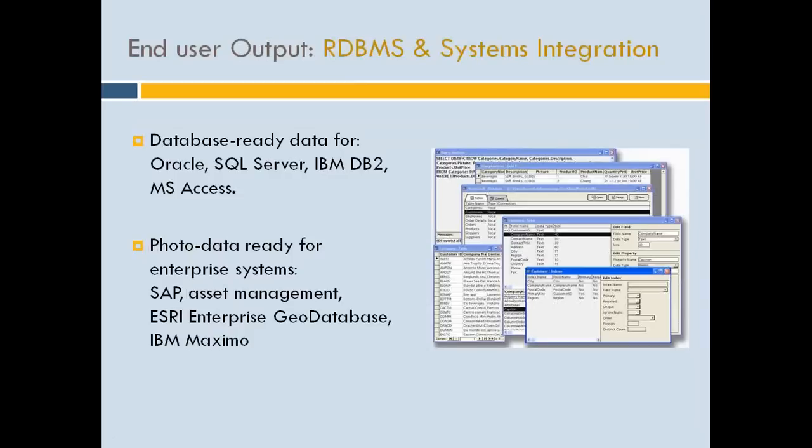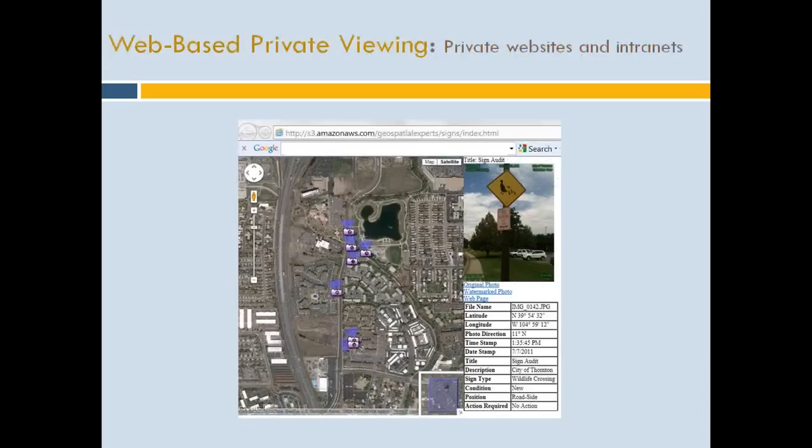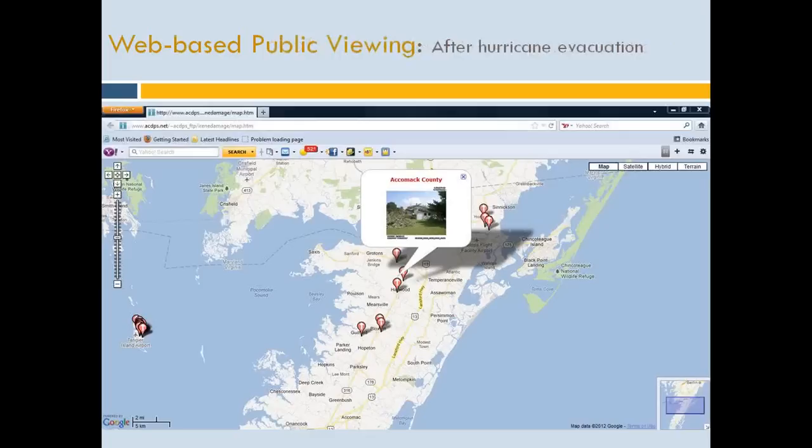GPS PhotoLink provides output that can be used by most database systems, information archiving systems, and back-end enterprise systems. Our professional services team also can help with the integration with these back-end systems or with custom solutions such as photo and data viewing through private or public websites. This is an example of an internal website for the sign audit application that we'll be demonstrating today, showing the overhead map of where the photos are, a photo that's been focused on, and the attributes associated with that photo.